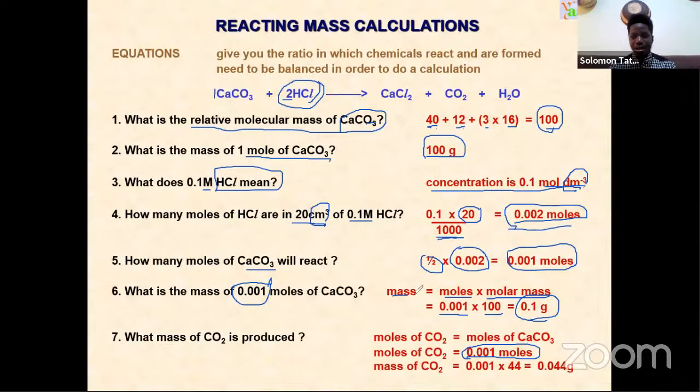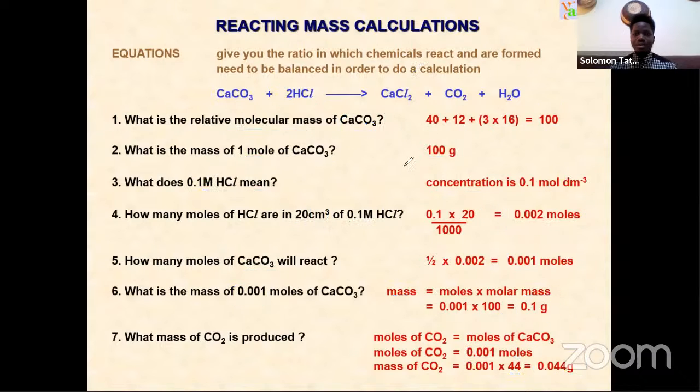Now, remember, the mass that we are finding of carbon dioxide, the formula is also here, moles times molar mass. So the moles, we have found them to be this. Okay, the molar mass for carbon dioxide is 44. It is 12 plus 16 times 2, which gives you 44. The answer would be 0.044 grams of carbon dioxide were produced. So that's just a summary of some of the things we can be tasked to calculate.